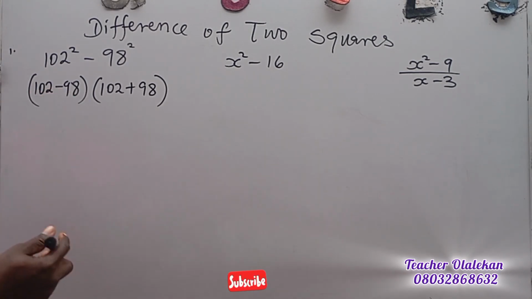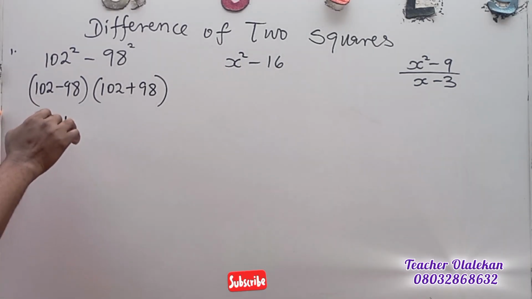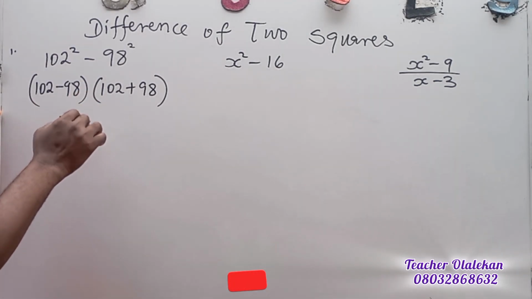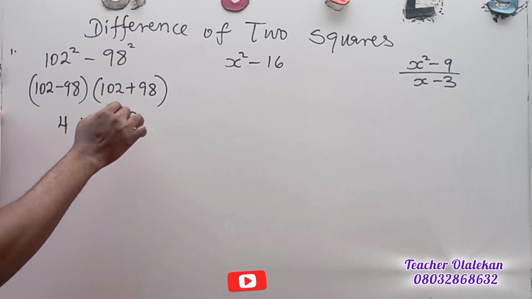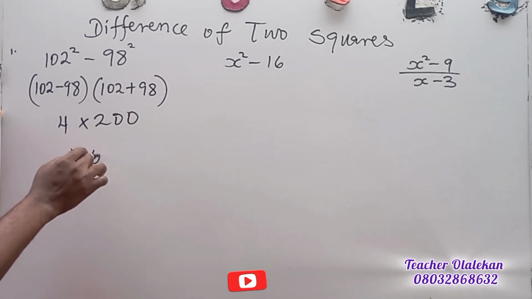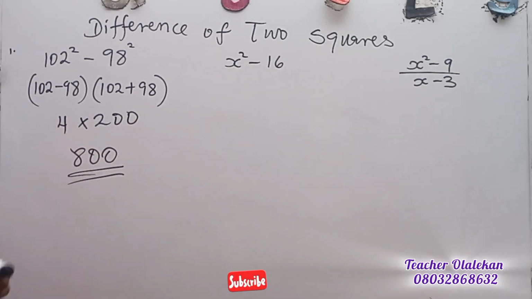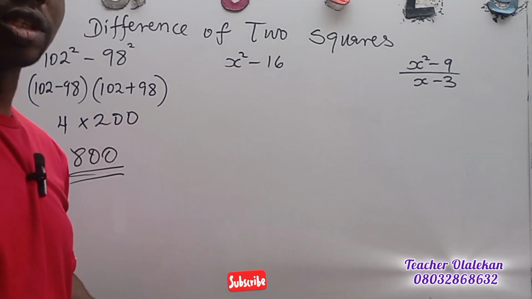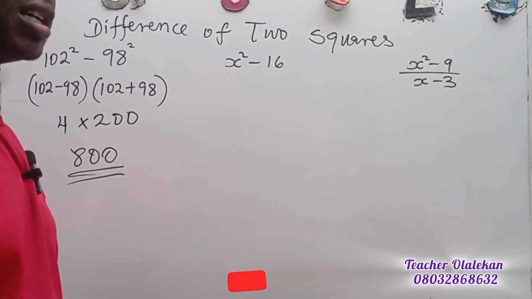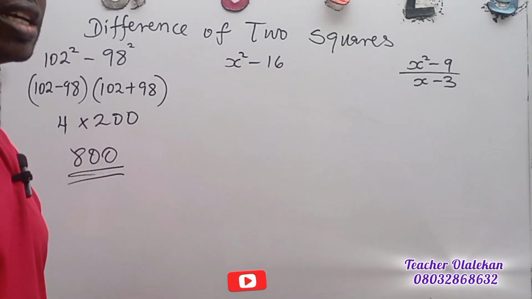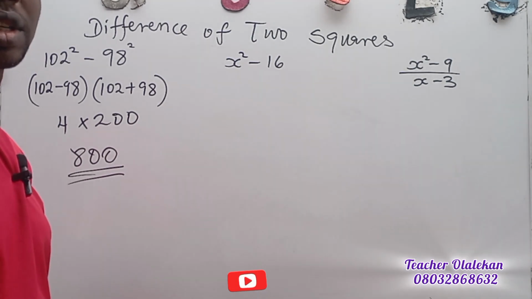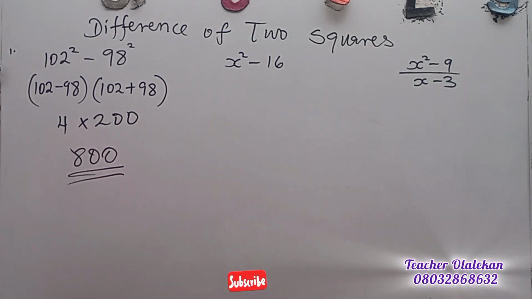So that is going to give us 4, right? That becomes 4 times 200, and our answer becomes 800. So you see that using the difference of squares approach makes this easier. And precisely, if you see questions like this in an exam, you'll be asked to solve it without using a calculator. So it allows you to work faster without using a calculator.